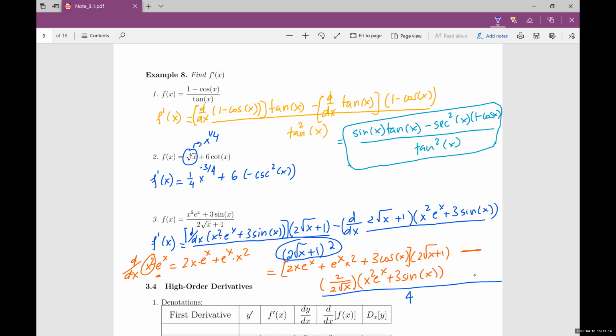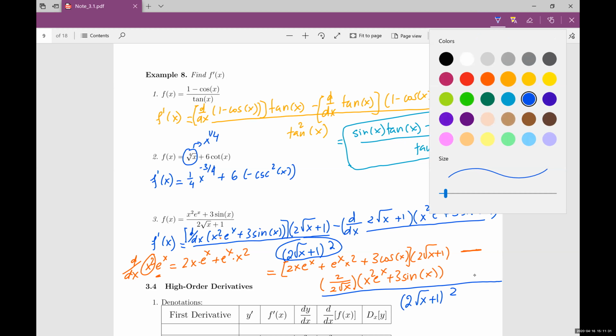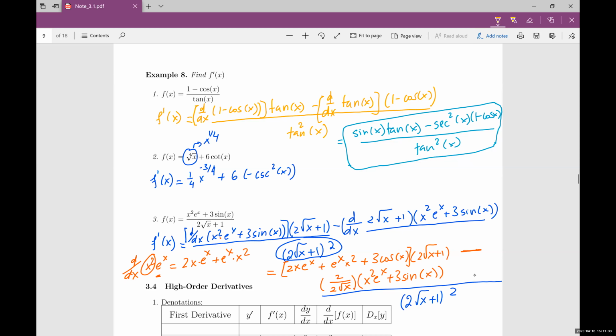Well, I don't think we need to distribute it. Just keep it as a square. It's going to be 2 square root of x plus 1, all squared. So this here should be your answer, your final answer. So your final answer, f prime of x, is going to be this.